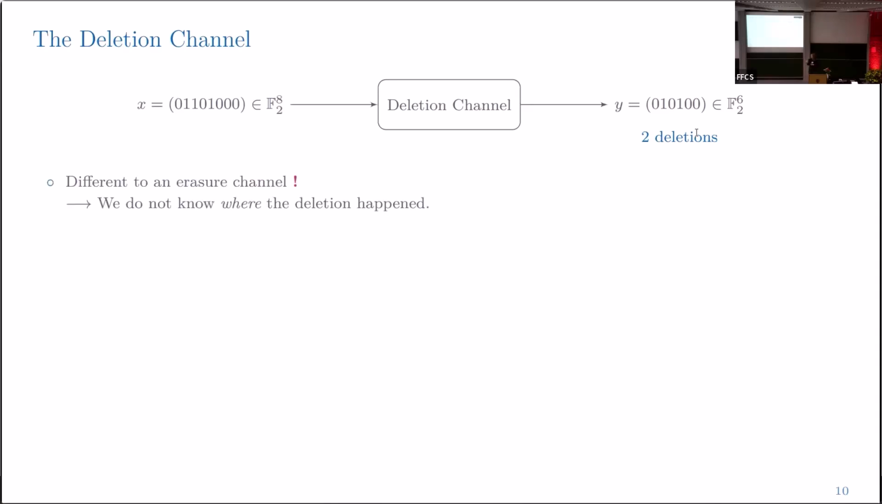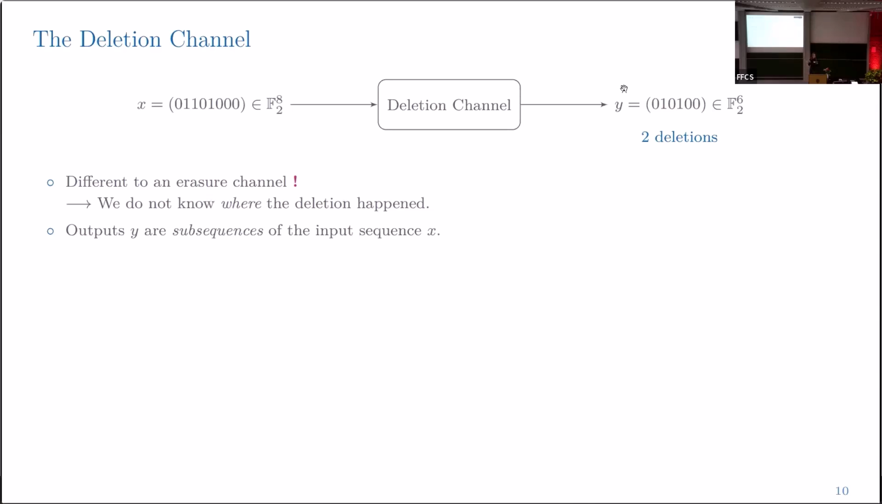Now, as I mentioned already before, this is different to an erasure channel because we don't know where the deletion happened. If you look at this example, we could either have deleted this first one or this second one here to get still 1 position. So we don't know. There are several options. Also, we call the output Y a subsequence of X because it's obtained from X by deleting some points.